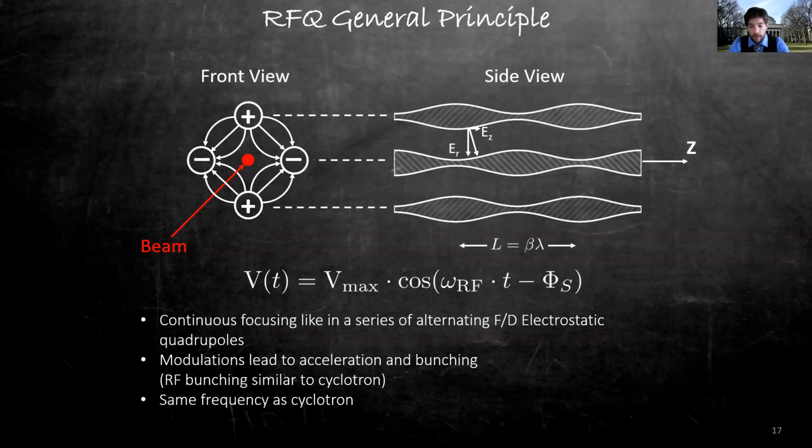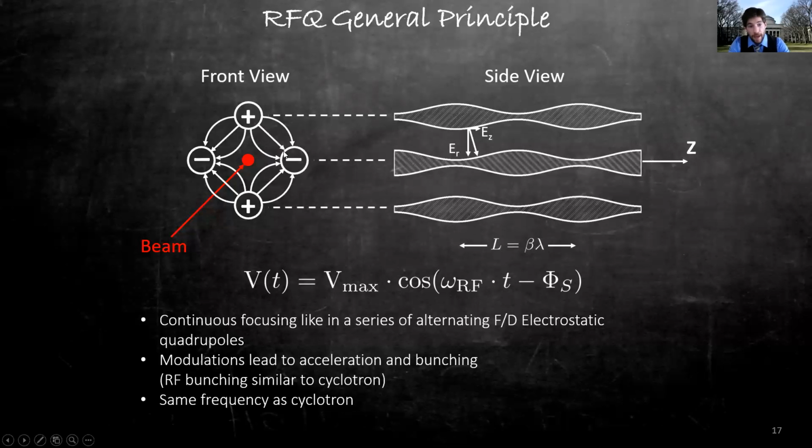For those of you who are not too familiar with RFQs, I have two slides on how they work. RFQ stands for radio frequency quadrupole, so there are four electrodes. The two opposite ones are always on the same polarity. And what that does is it creates this focusing electric field.